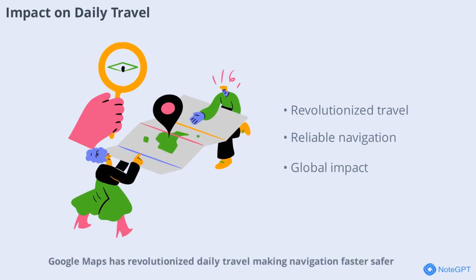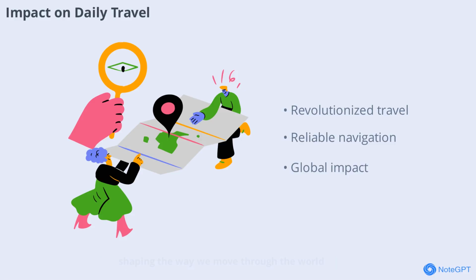Google Maps has revolutionized daily travel, making navigation faster, safer, and more reliable. By leveraging graph theory, real-time data, and optimized algorithms, the app helps millions of users reach their destinations with ease. The impact is felt in cities, suburbs, and rural areas alike, shaping the way we move through the world.